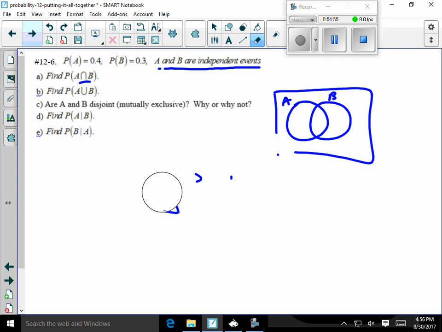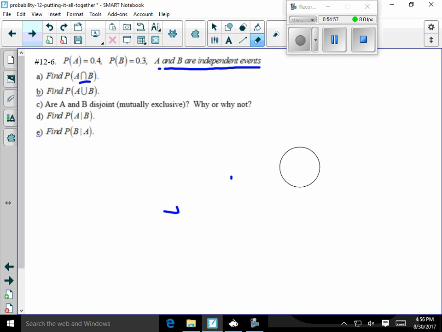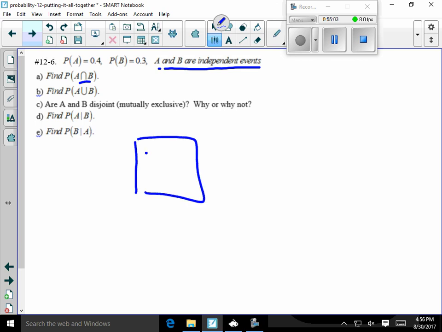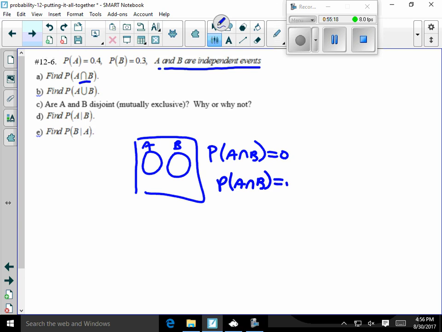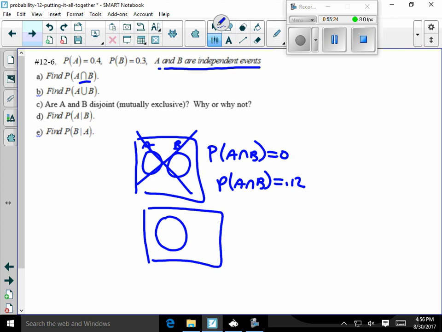Okay, part C, it asks whether or not A and B are disjoint. Are they mutually exclusive? Just a quick review of that: mutually exclusive means that there's no overlap at all, right? Another way of saying that is the probability of A and B would have to be 0 if it was mutually exclusive. But in part A, we calculated that the probability of A and B was actually 0.12. And that means this is not true, right? It means that there has to be an overlap here because there is a 12% chance of being in the overlap region.